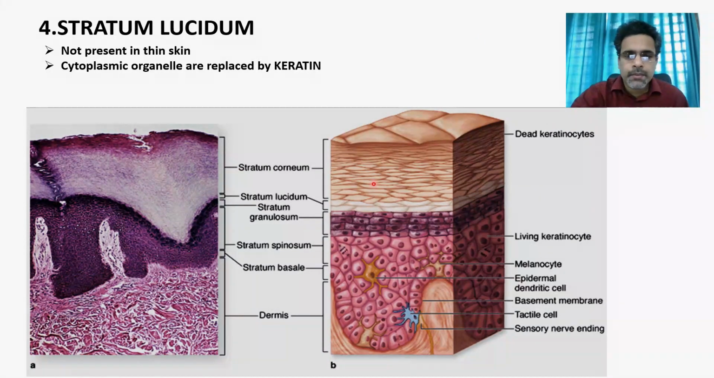Next is stratum lucidum. Remember, outer to stratum granulosum, we can see a thin layer of stratum lucidum. What is happening is the cytoplasmic organelles, including the nucleus, everything will be destroyed, and the cytoplasm will be filled with keratin. So this is called stratum lucidum. And there is an important point to be remembered. Stratum lucidum will be absent in thin skin. So all 5 layers can be demonstrated only in thick skin. But in thin skin, stratum lucidum will be absent. So that we have to think of.